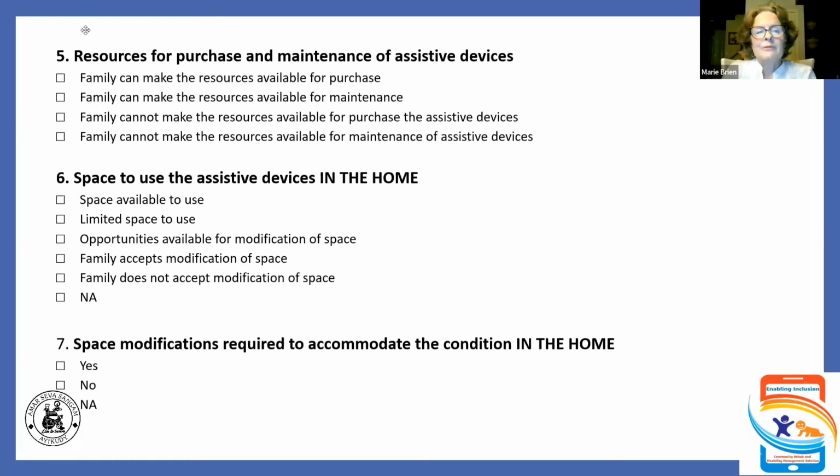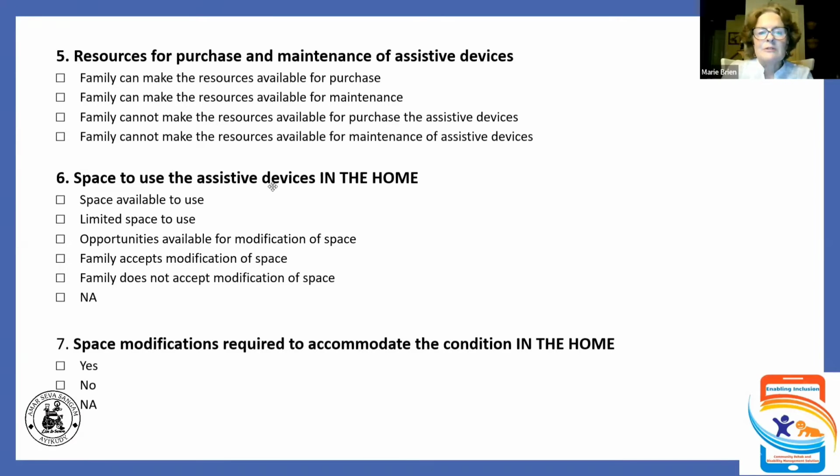Then we look at whether or not they have resources, so financial resources for purchase or maintenance of assistive devices. If they can make resources available for purchase, or resources available for maintenance or repair of assistive devices, or alternatively, if they're unable to purchase or to maintain their assistive devices.